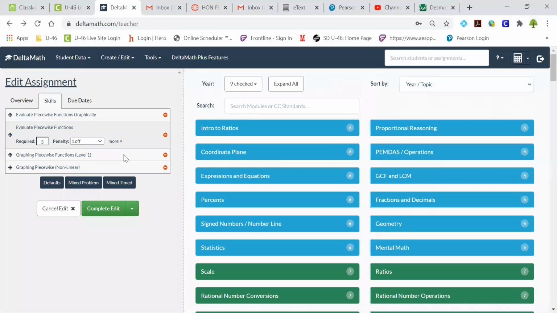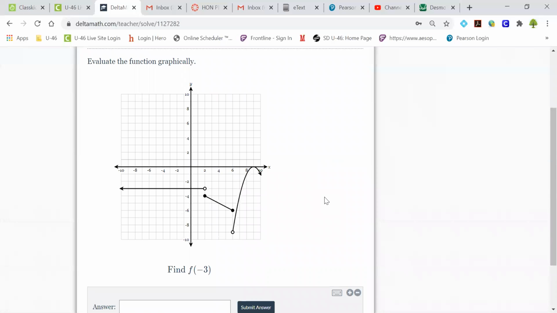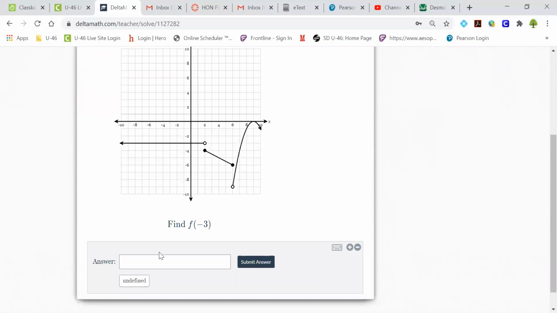And let's do one more example. Evaluate them graphically. I want to find f of -3. So, a wonderful looking piecewise function. You've got a parabola here, a line with a slope of -1/2, and then a flat line with a slope of 0. So 3 different pieces. And what is the y value when x is -3? Well, when x is -3, the function exists down here when y is -3. So the answer is simply -3.